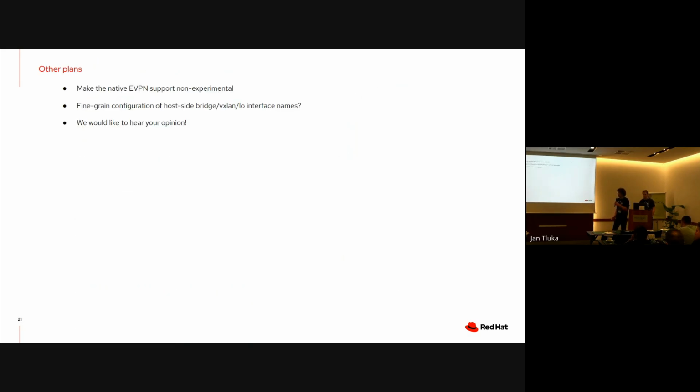Yeah, what other plans do we have for the future? The EVPN support is experimental, and we did that a bit on purpose because we wanted to avoid a fork of the BGP implementation in OVN Kubernetes, to be honest. So we would like to reserve the option of changing configuration or the way we implement stuff if that doesn't work for our users. And Alesh mentioned it earlier, we probably need fine-grained configuration on the host side bridge, VXLAN and Linux bridge interfaces, because now they're kind of hard-coded. And also, we would really like to hear your opinion, so we can actually make this into a usable feature.